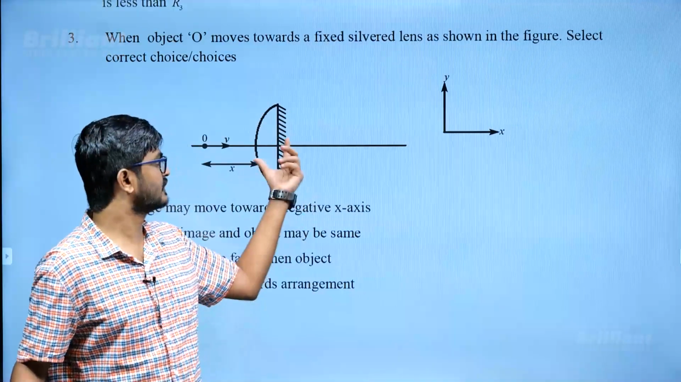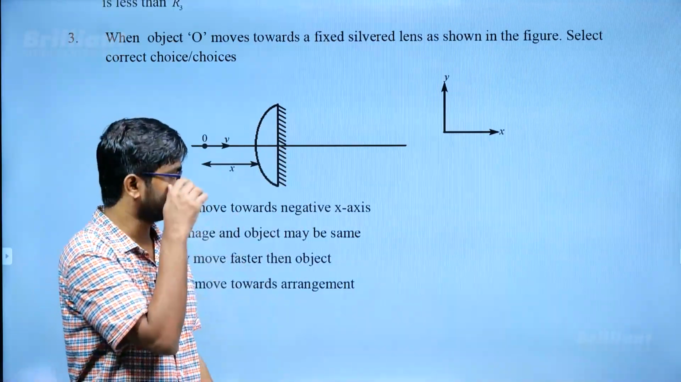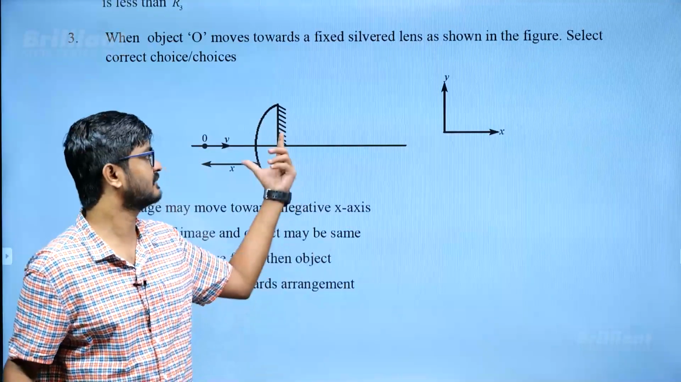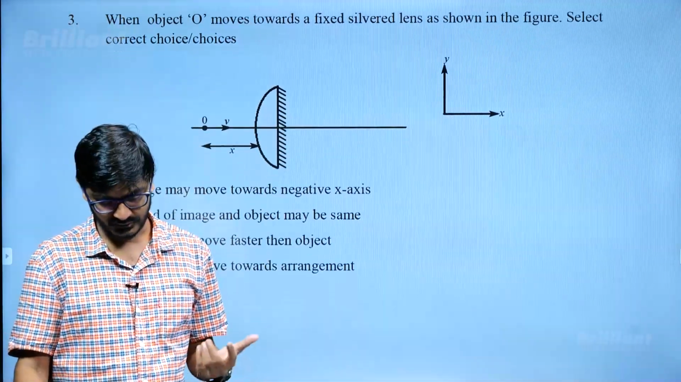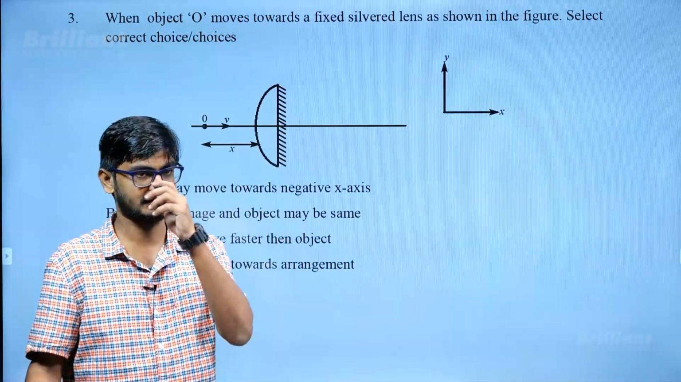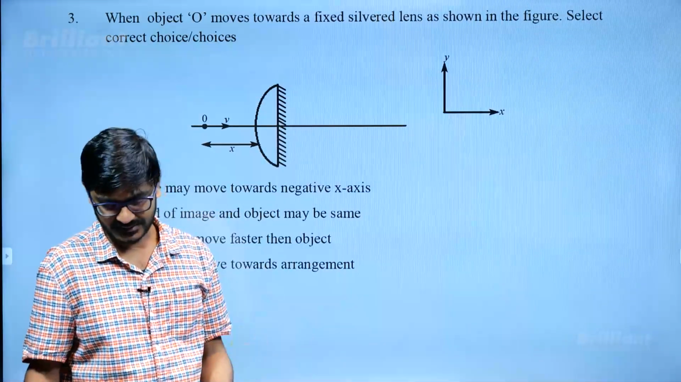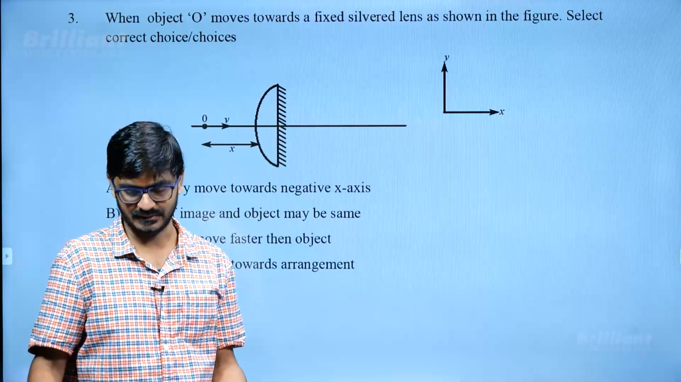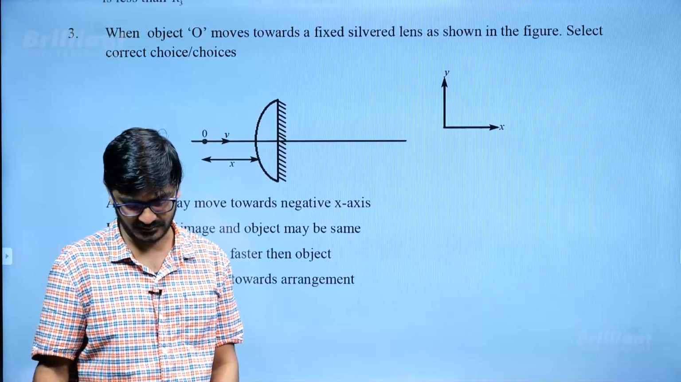So now you know this will act like a concave mirror, right? In case of concave mirror, whatever happens, the same thing will happen here also. So all the possibilities will be there in concave mirror, but in convex mirror, there will be only some possibilities, but in concave mirror all the possibilities will be there.